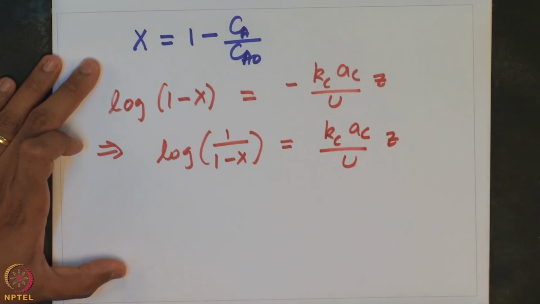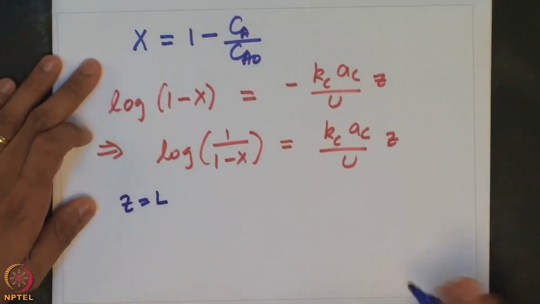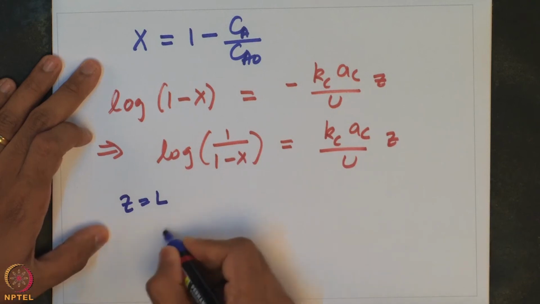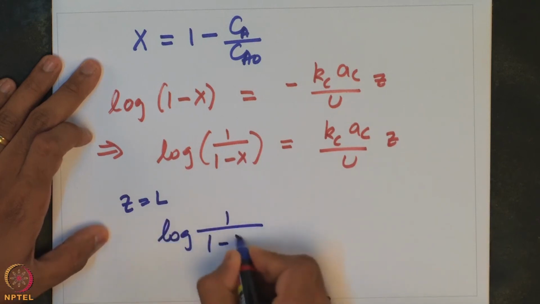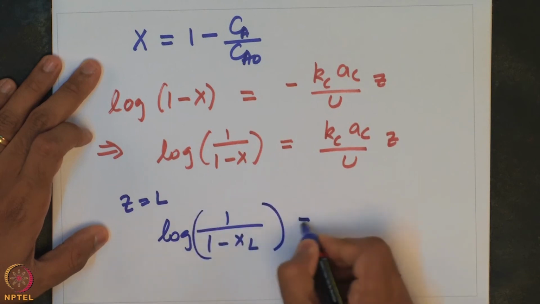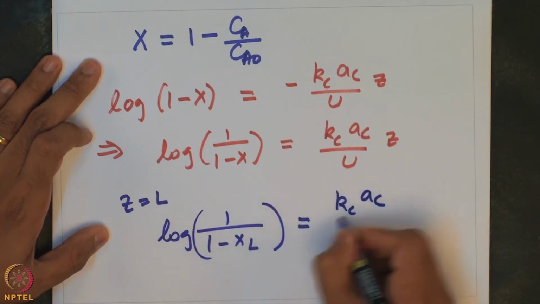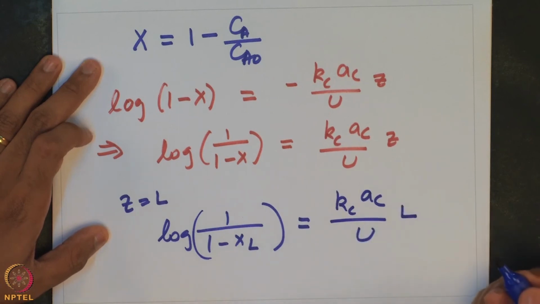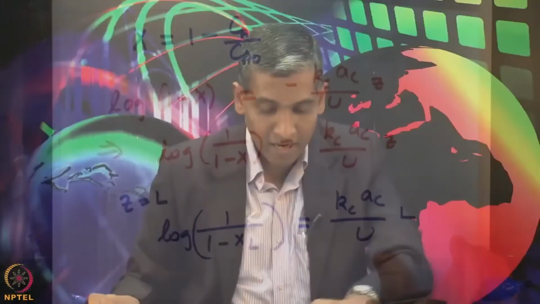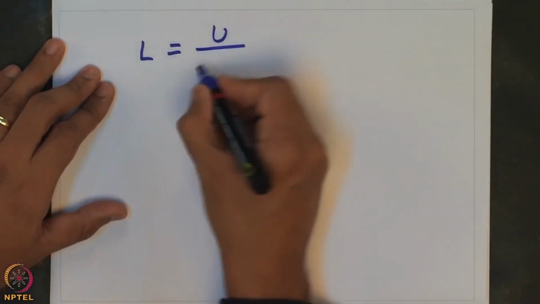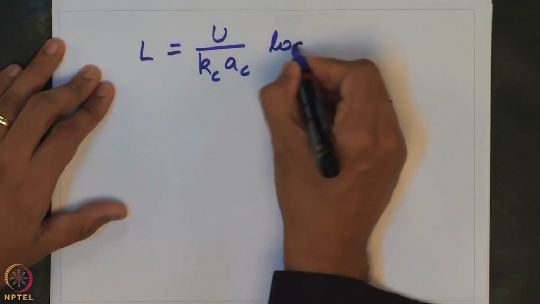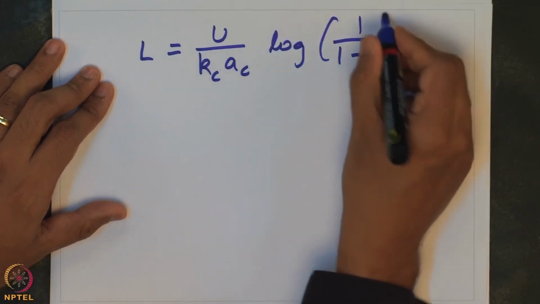U into Z. So, in order to find out what is the length of the reactor that needs to be considered to achieve a certain conversion, let us set Z equal to L, which is the length of the reactor. What is the conversion at that particular length? So, therefore, log of 1 by 1 minus XL is essentially equal to Kc Ac divided by U into L, or the length of the reactor thus is given by U by Kc into Ac into log of 1 by 1 minus XL.